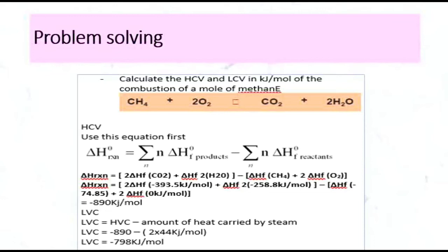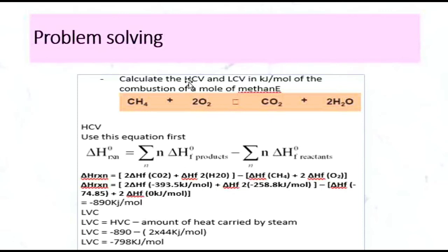Let's solve this equation. We want to find out the high caloric value and the low caloric value of methane. So we have this equation. Remember the enthalpy equation from our first chapter? We have to use that in order to get the high caloric value. Now that we know the products and the reactants, we just need to plug in everything.